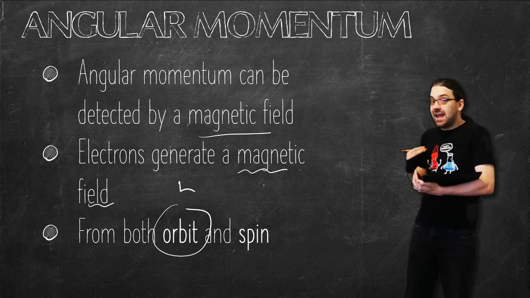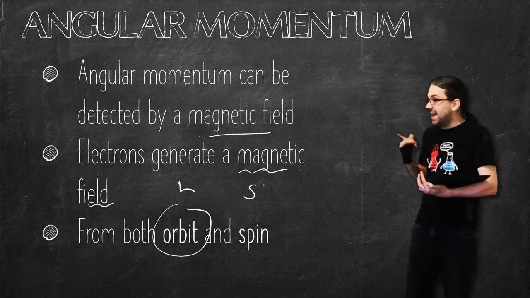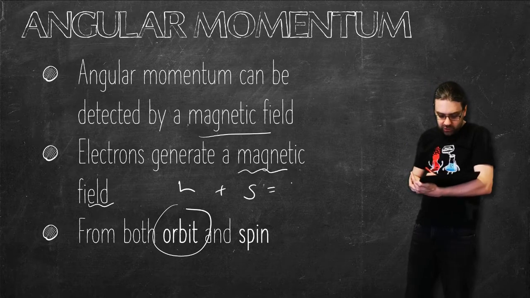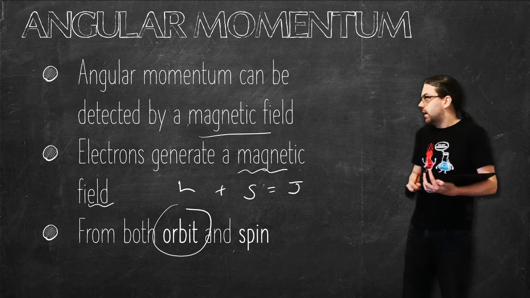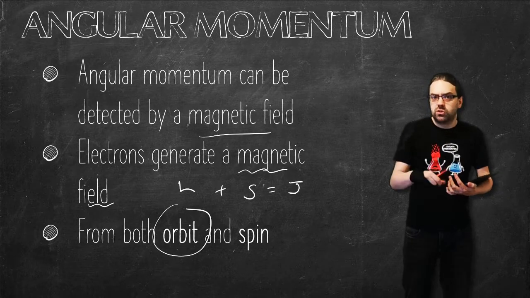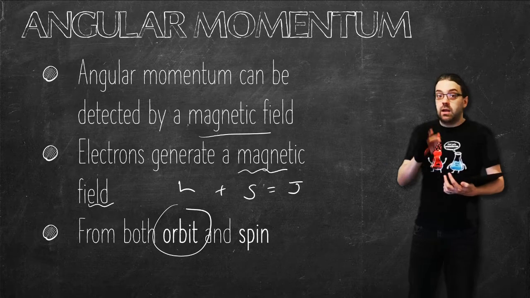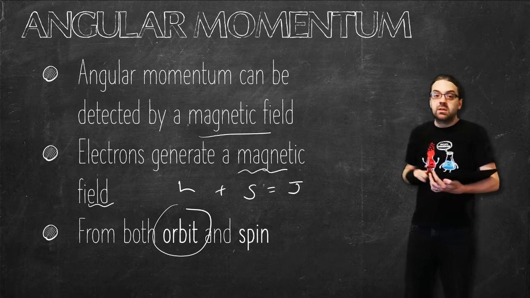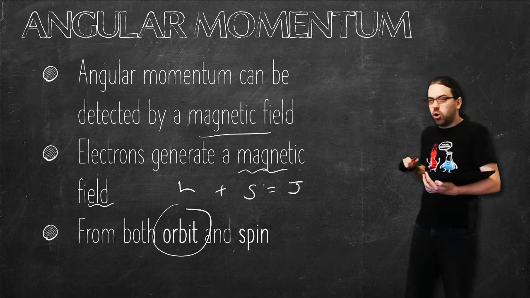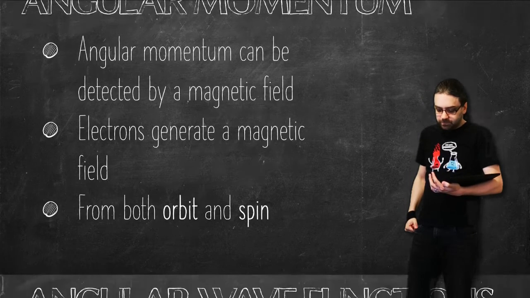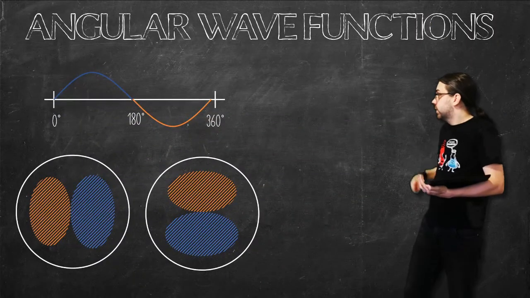Orbit is usually given the L number, spin is usually given S, and we add those together, we usually give it J. Hence why rotational spectroscopy also uses J as its rotational quantum number. The nomenclature and the choice of symbols are quite related like that. So let's look at the angular wave functions again.